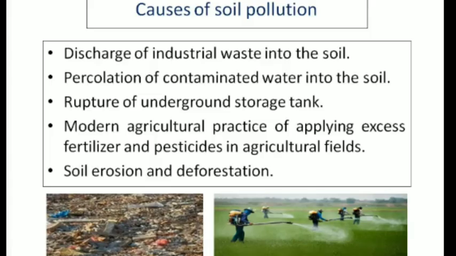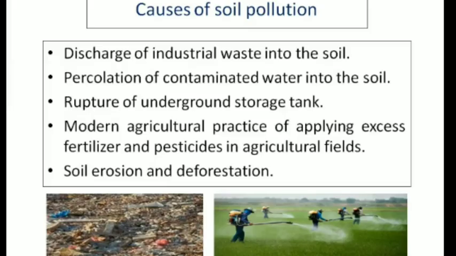So there are different other reasons for this soil pollution, like percolation of contaminated water into the soil. Okay, if you have contaminated water that is percolating deep into the soil, then that also will lead to soil pollution. Also, rupture of an underground storage tank will lead to soil pollution.